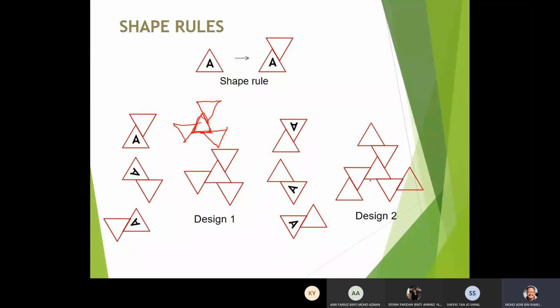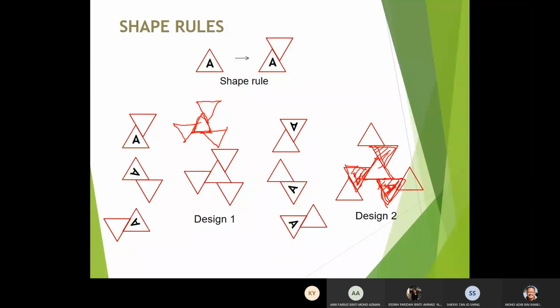So basically, design number 2 here is a further development of design 1. You already have this basic. So you can see this is actually the same. This is design 1 here. But now you apply the rules towards the new shapes, all the new triangles. Okay, so like this one, the A is like that. The orientation of A is like that. That's how you get this shape. And this one, the A is like this.